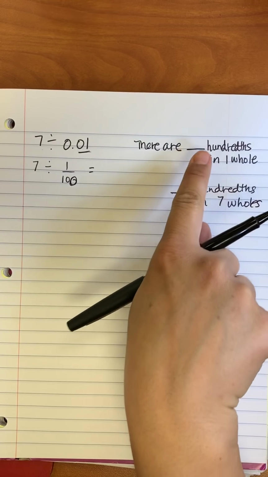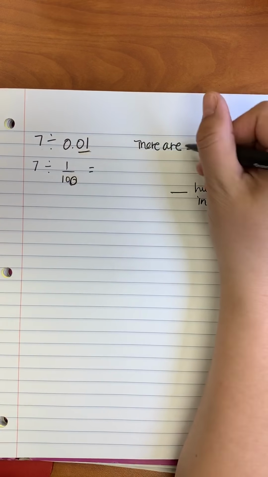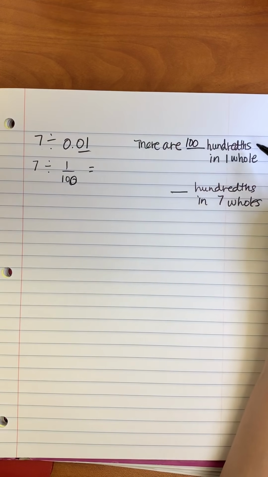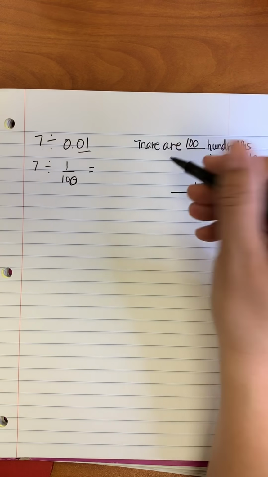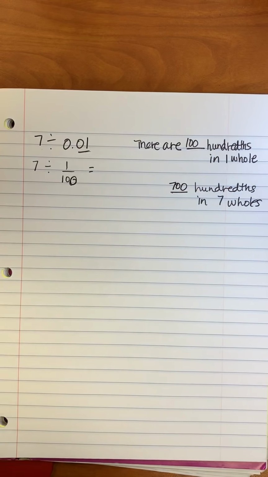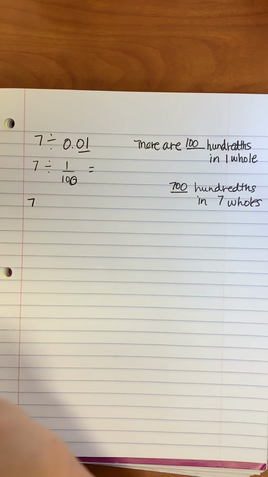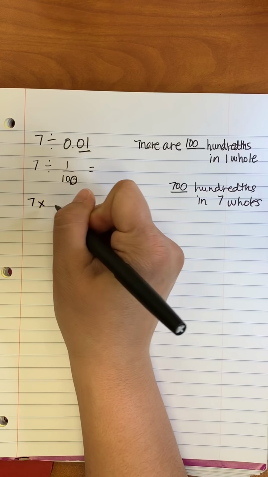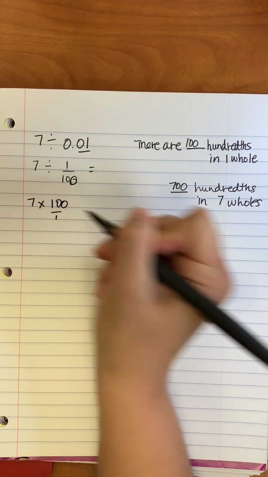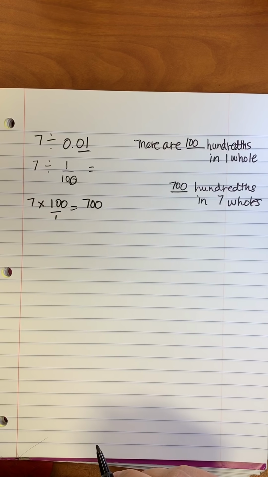So how many hundredths are in 1 whole? There are 100 hundredths, right? 10 tenths, 100 hundredths in 1 whole. So if there are 7 wholes, that means we have 700 hundredths. If you come back over to the equation and we get the reciprocal, you have 7 times, get the reciprocal, 100. You could put that 1 on the bottom if you want. And then that also comes out to 700.